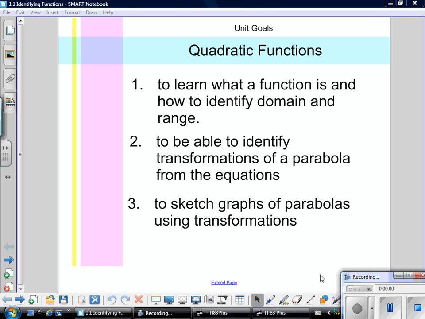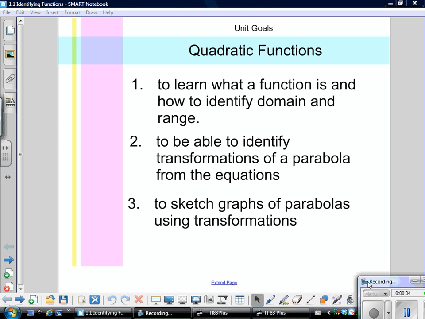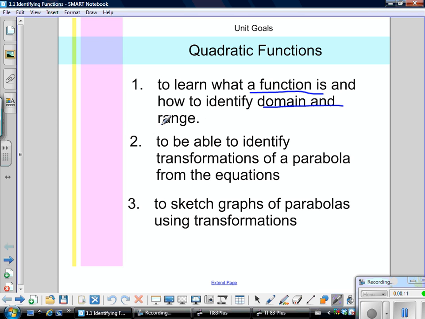The goals for this unit are the following three. The first one is to learn what a function is and how to identify domain and range, and that's what we'll be working on today. The next one is to be able to identify transformations of a parabola from the equations, and also to be able to sketch the graphs of the parabolas using transformations. So those are the three main goals of this unit.